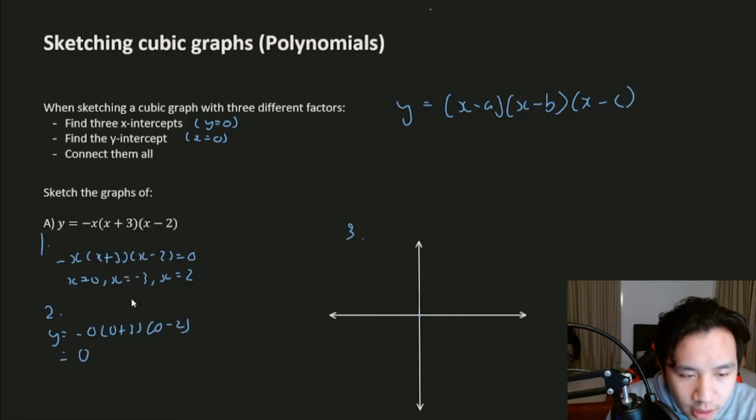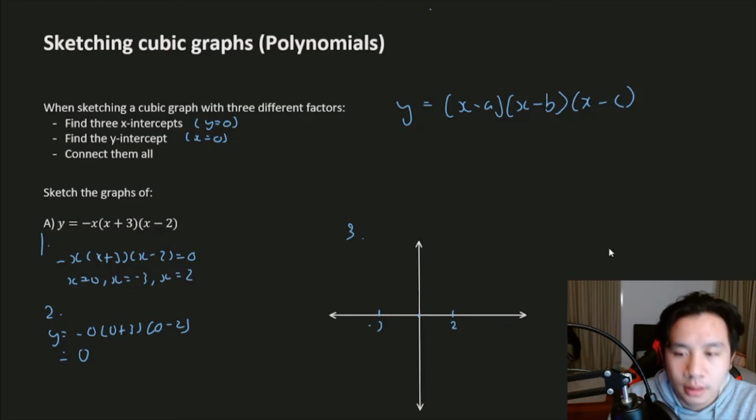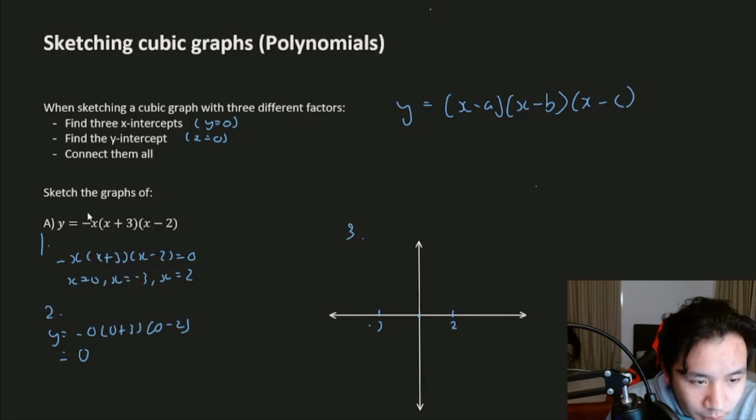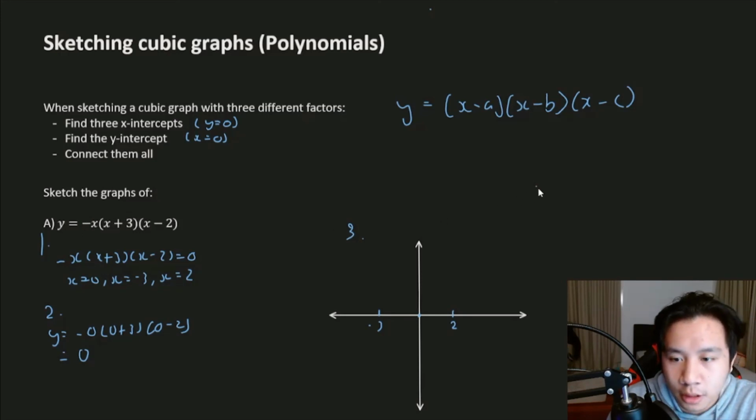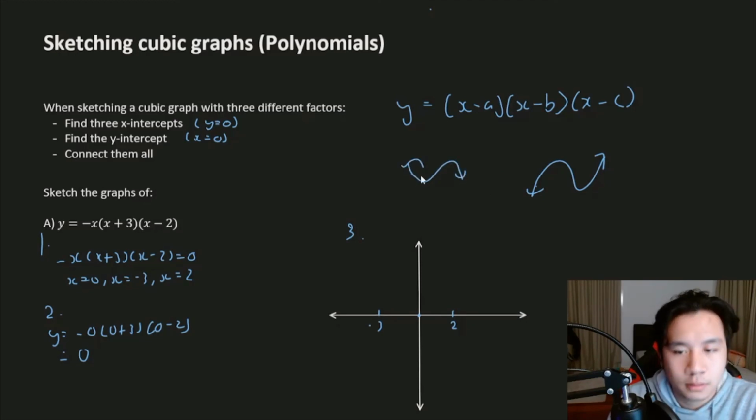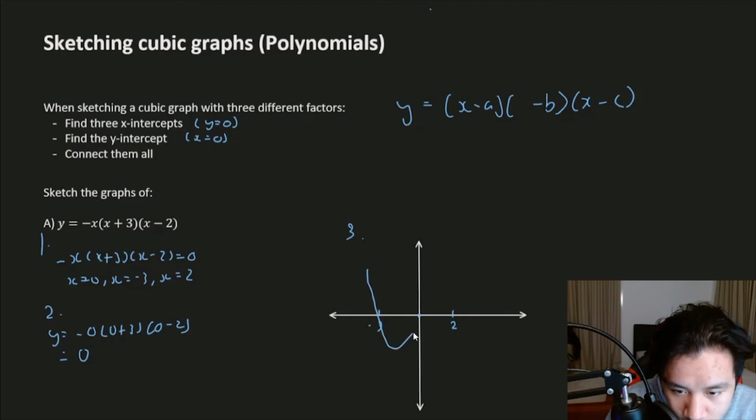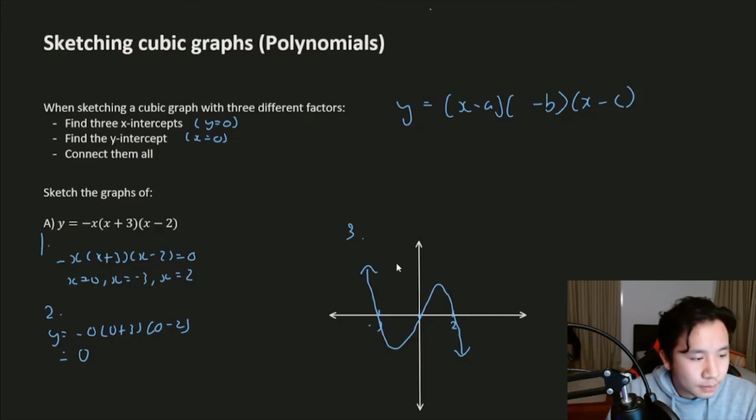Then you want to connect them all. So the x-intercept is at 0, which is right here. The x-intercept is at minus 3 as well. And the x-intercept is at 2. The y-intercept is at 0, so we've already plotted that point. Now remember, this is a negative cubic because there's a negative in front. So it won't go in this direction, but it will go in the opposite direction, so here. And what this will look like is this.